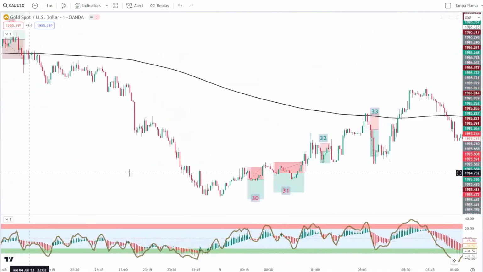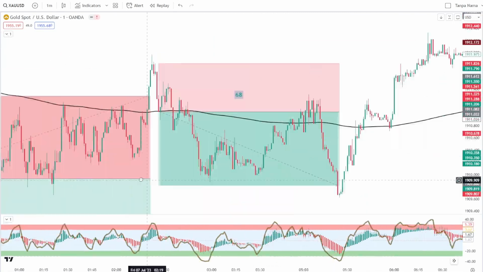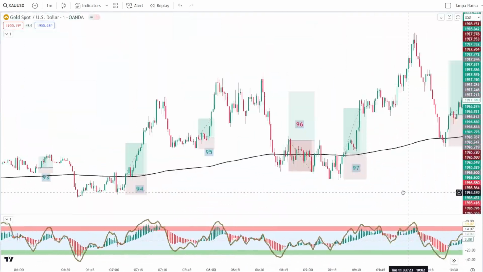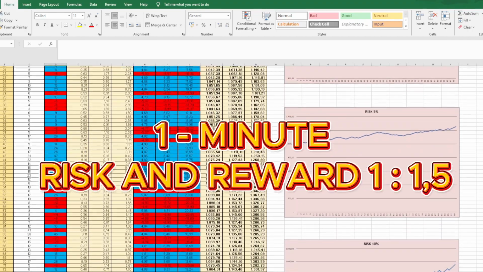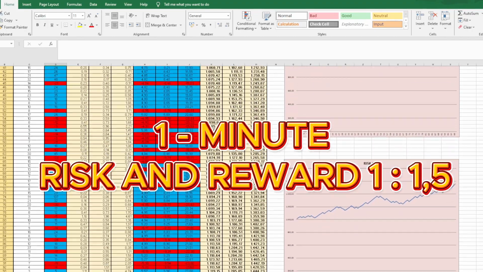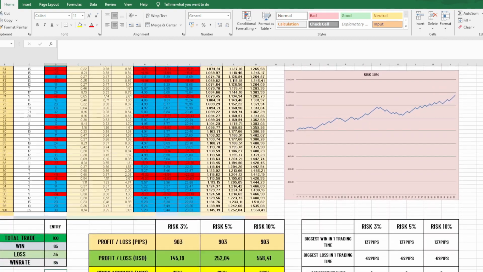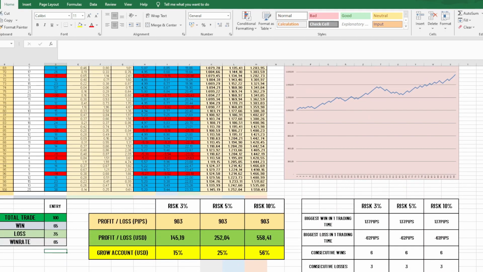After conducting 100 trades with the scalping strategy on a 1-minute time frame, here are the results we obtained. 1. This backtest was conducted using a 1-minute time frame and employed a risk and reward ratio of 1 to 1.5. 2. Throughout the 100 trades, this 1-minute scalping trading strategy achieved a total of 65 wins and 35 losses. Consequently, the scalping approach demonstrated a win rate of 65% during the backtesting period.